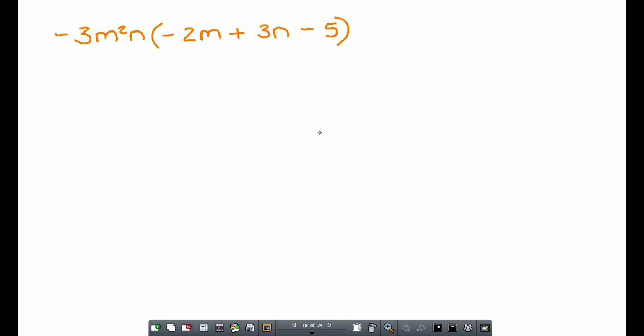Right, let's look at this one. Minus 3m squared n. And then what's written here? When something is written in front of a bracket, it means we've got to multiply that with everything inside the bracket. Do you guys get that? Was I able to simplify inside the bracket? No. Okay, so in grade 8, I think you guys did this.